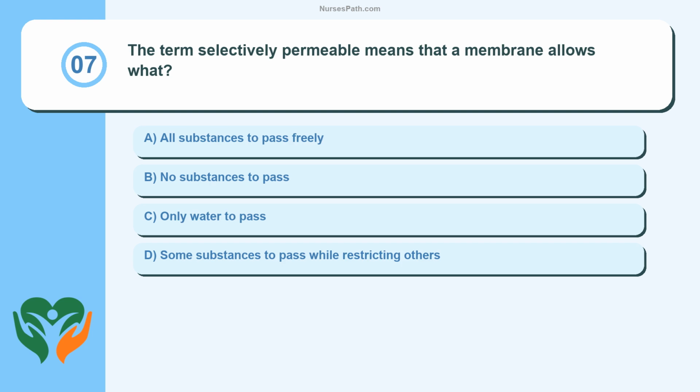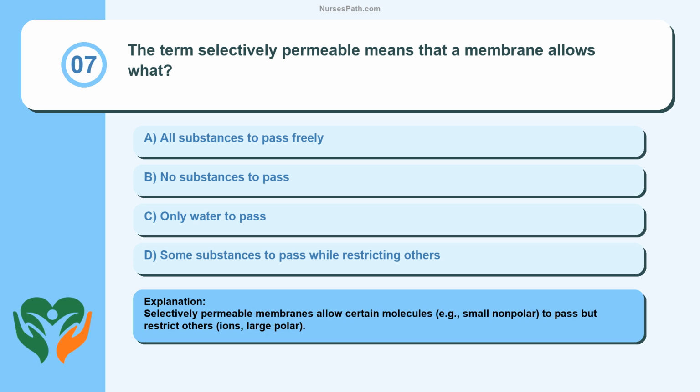Question 7. The term selectively permeable means that a membrane allows what? All substances to pass freely. No substances to pass. Only water to pass. Some substances to pass while restricting others. Selectively permeable membranes allow certain molecules, e.g., small nonpolar ones, to pass but restrict others, such as ions and large polar molecules.